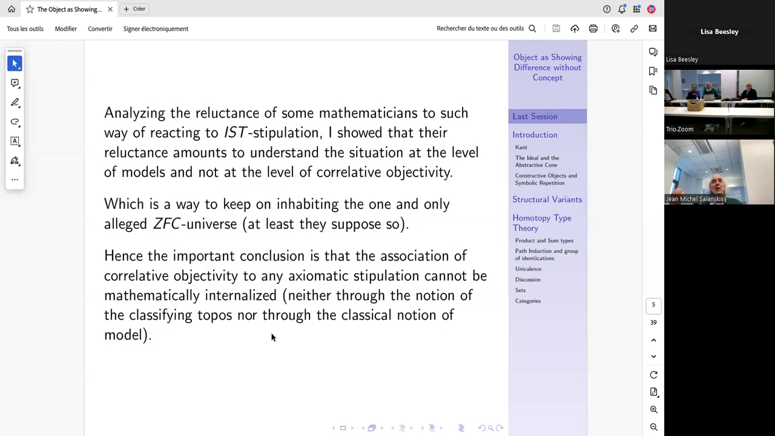Mm-hmm. So I came to the conclusion that the reluctance of a lot of mathematicians to understand this IST situation is because they want to think in terms of models.